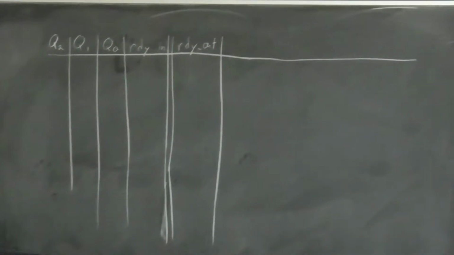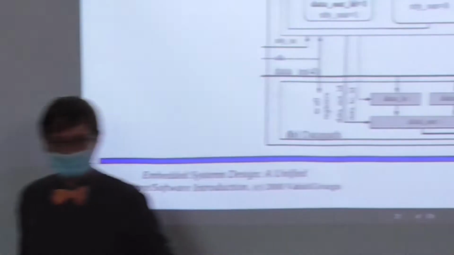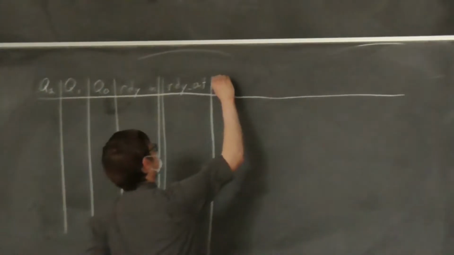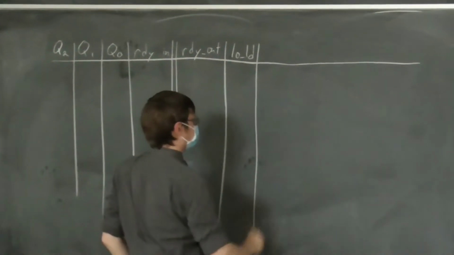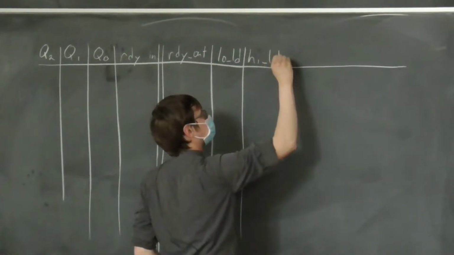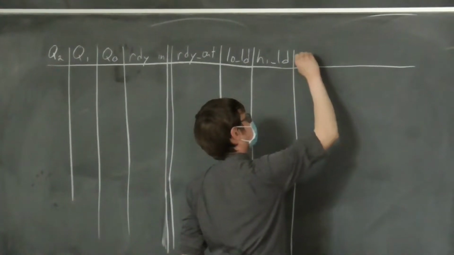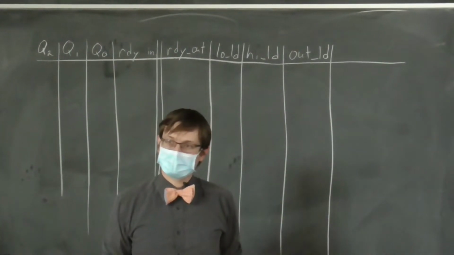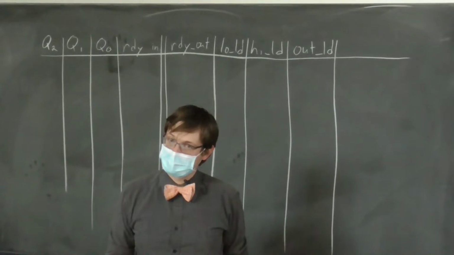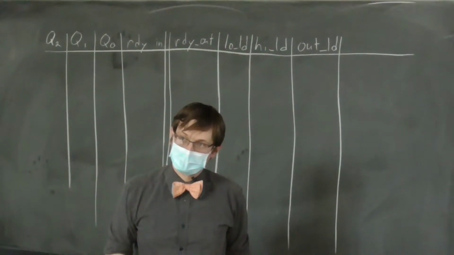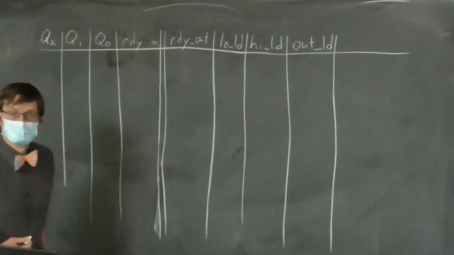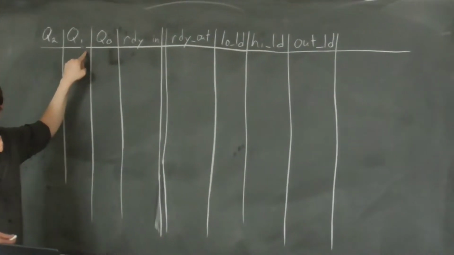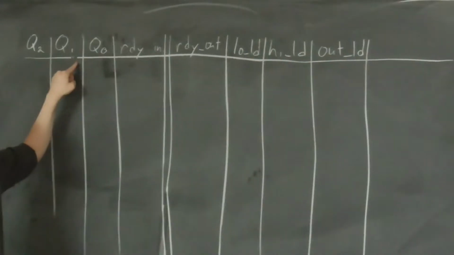So we've got 3 registers: data high, data low, and data out. Each one will have a corresponding load operation. So we've got low load, we've got high load, and we've got out load. Anything else that's considered output by the control module? The new values of the state register, perhaps?